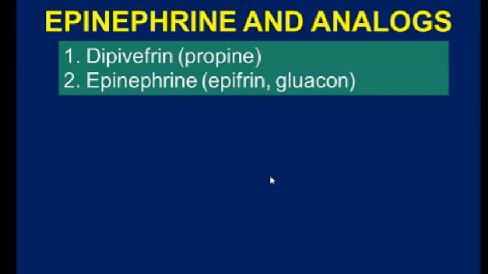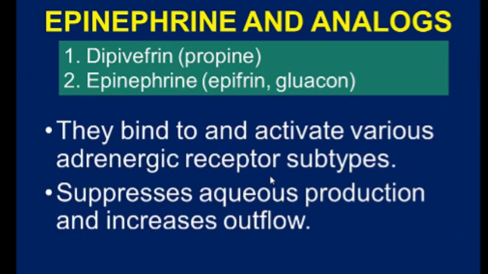So the epinephrine and the other analogs, for example, dipivefrine or propine or the epinephrines, they bind to and activate various adrenergic receptor subtypes. So when they bind with these adrenergic receptors, they suppress aqueous production and increase outflow too.